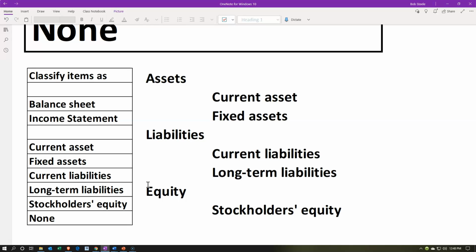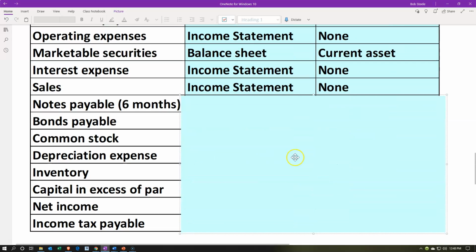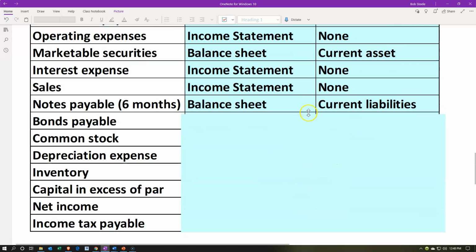And if the loan is going to be due within a year, because the current and long-term cutoff is simply a year, then it'll be short term. This was due within 6 months under the cutoff of 1 year. Therefore, it's going to be a current liability. So we're going to say current liability on the note payable.